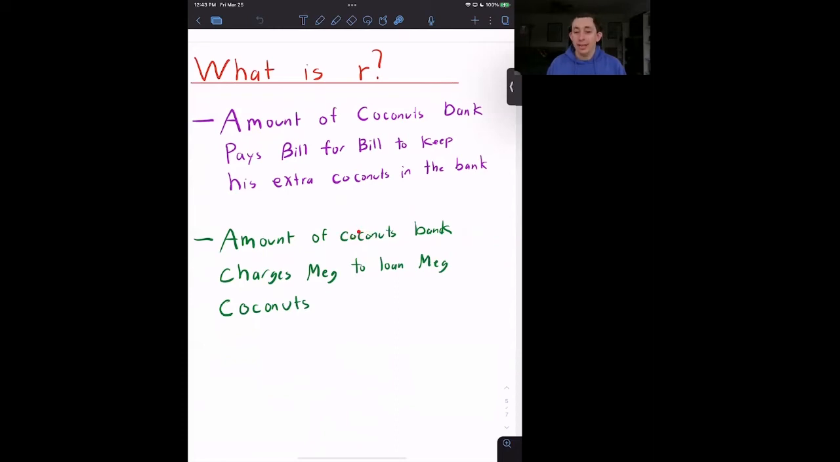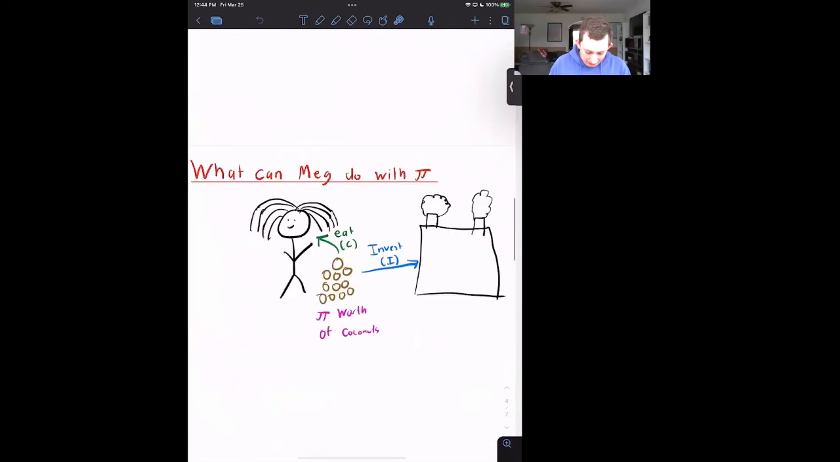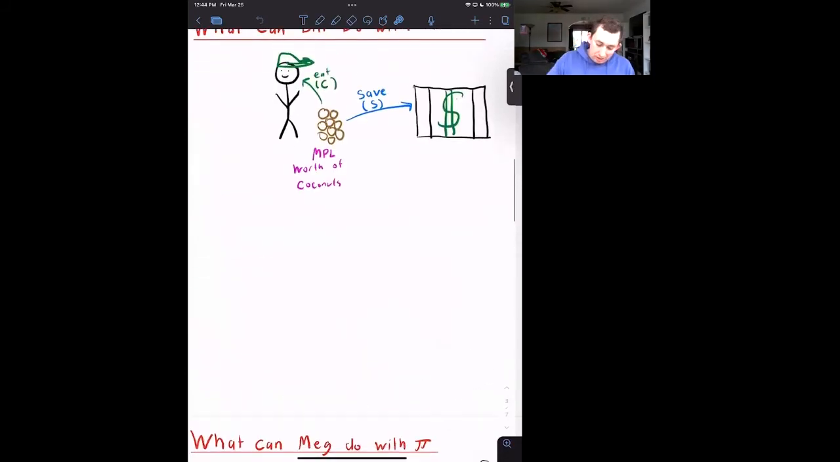And so for Meg, the real interest rate is the amount of coconuts the bank charges her in order for the bank to loan Meg some coconuts. Basically, Meg is going to pay that interest to the bank, and the bank is going to pay the interest rate to Bill, again, all in terms of coconuts. So now let's think about how Bill's saving decision depends on the real interest rate.